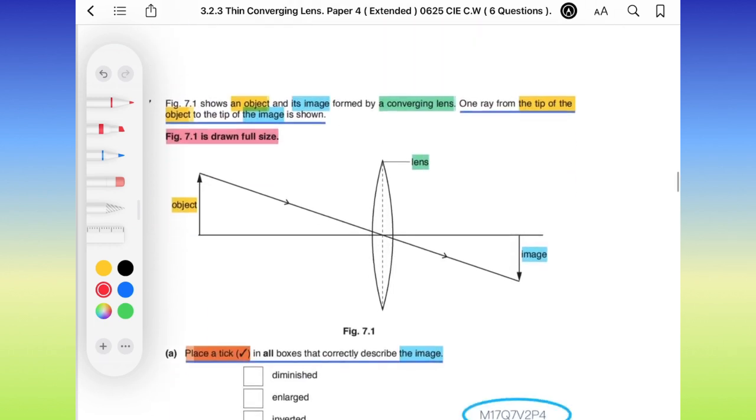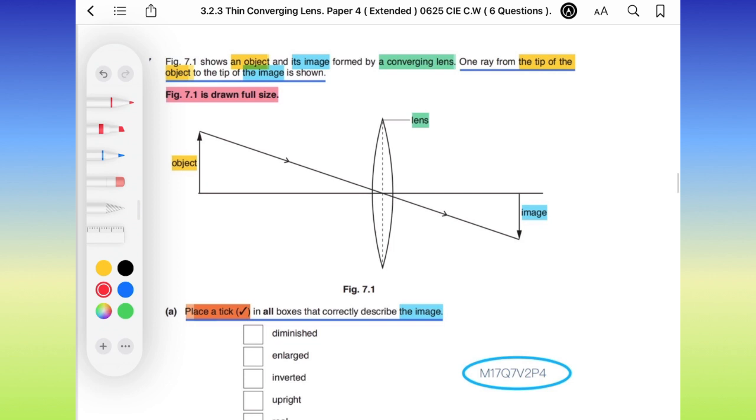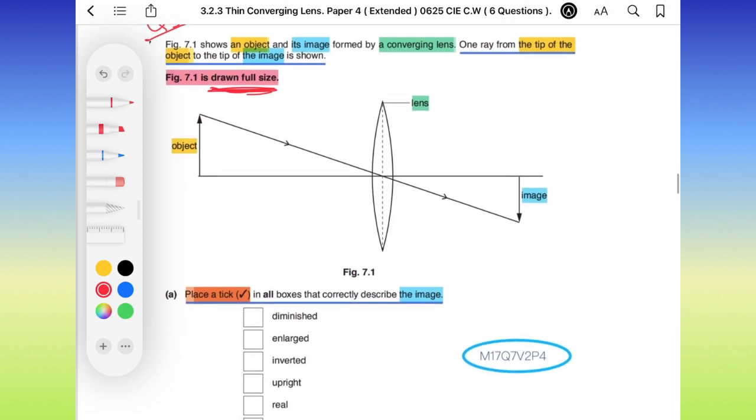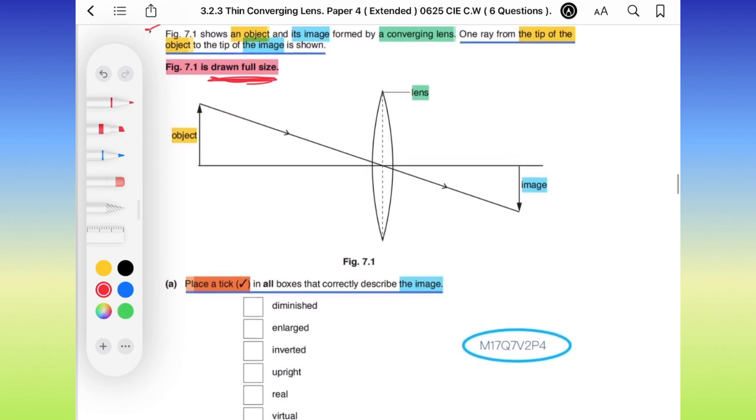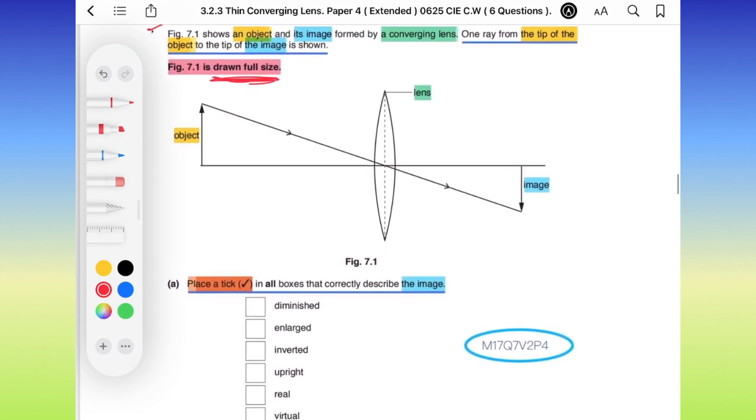Let's move to question 3. Question 3, we have an object and its image formed by a converging lens, and you have this drawn full size. Okay, what happened to the image? Describe the image. The image is, as you see, diminished, smaller. Diminished means smaller. And inverted and formed by real rays, so it's inverted and real.